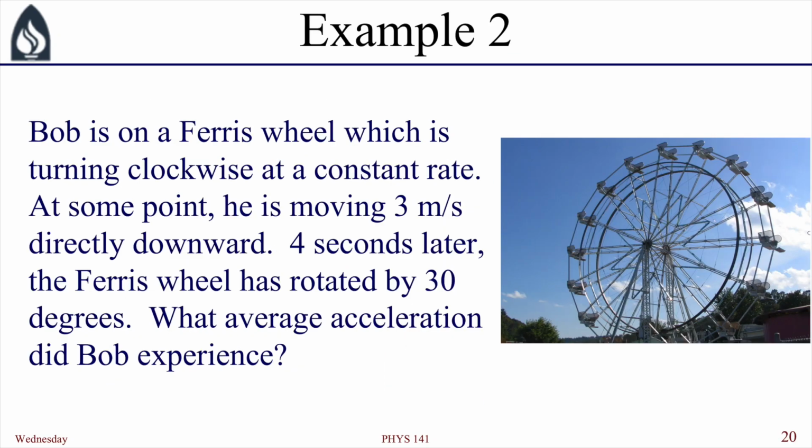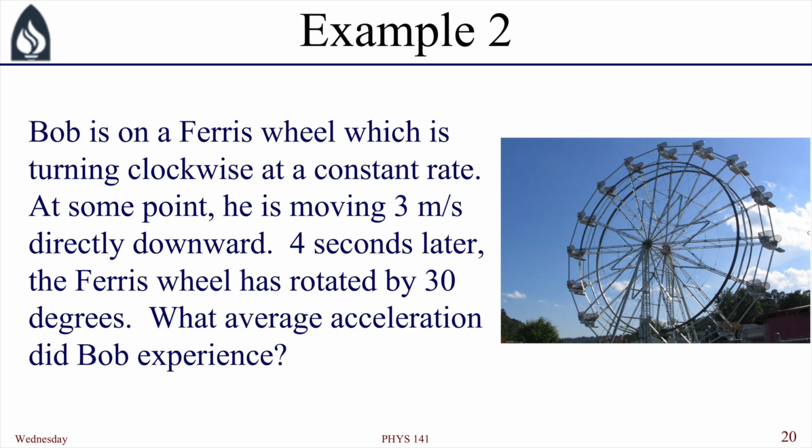So let's look at an example problem where we have a change in direction and we can calculate an acceleration. In this example, Bob is on a Ferris wheel and the Ferris wheel is turning clockwise at a constant rate. At some point, he's moving 3 meters per second directly downward, and then 4 seconds later, the Ferris wheel has rotated by 30 degrees, and we want to know what is the average acceleration that Bob experiences.